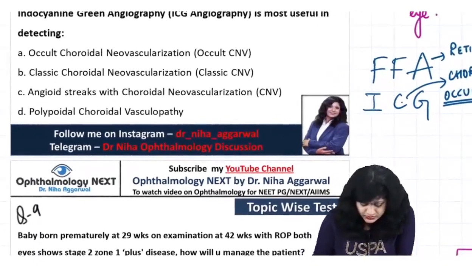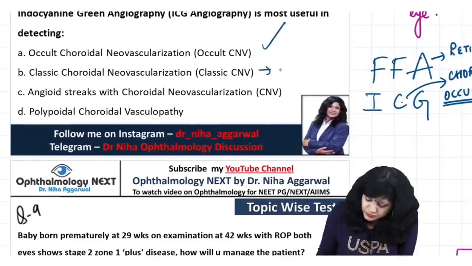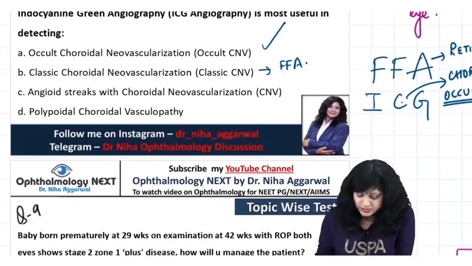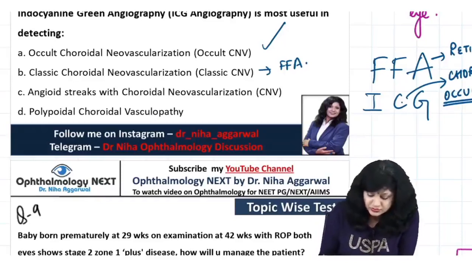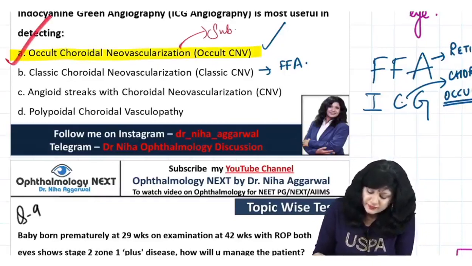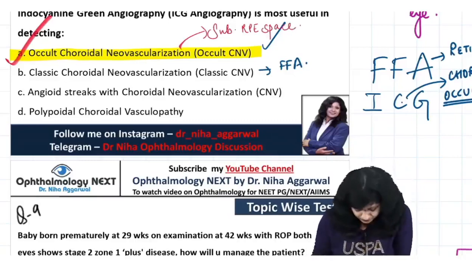So look at the options here. Occult choroidal neovascularization is correct. Classical, we do the FFA only. Okay, angioid streaks with choroidal neovascularization or polypoidal choroidal vasculopathy. So the answer to this question is the occult choroidal neovascularization, whenever it is present in the sub-RPE space, then we are going to do this ICGA.